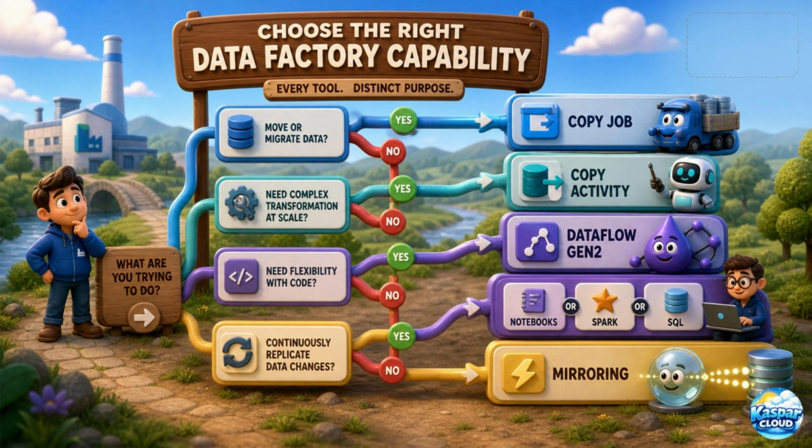Copy job is best suited for guided and simplified data movement scenarios involving full copy, incremental copy, or change data capture patterns. Copy activity inside pipelines is more appropriate when data movement must operate as part of a larger orchestrated workflow with dependencies, notifications, branching, or downstream processing.